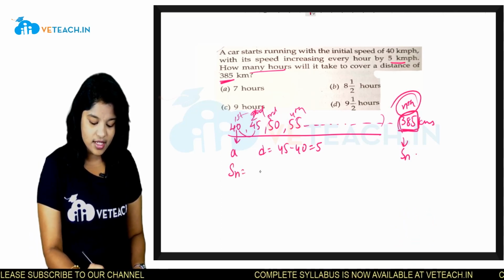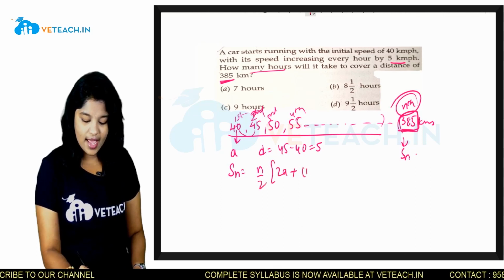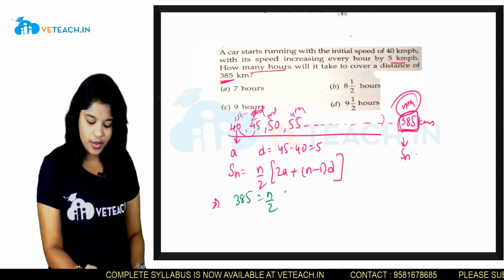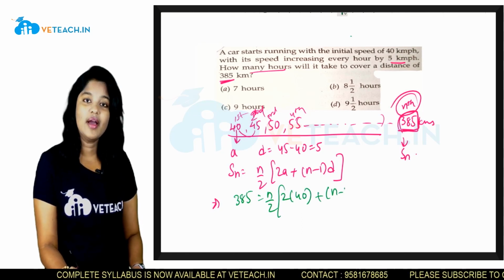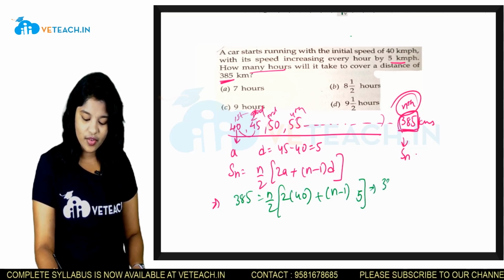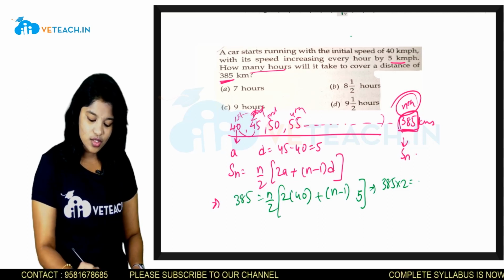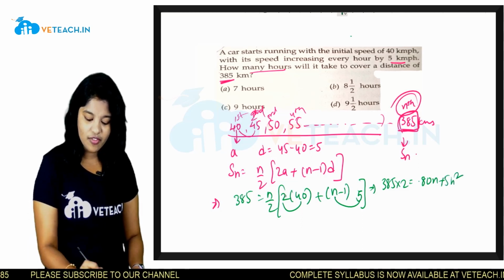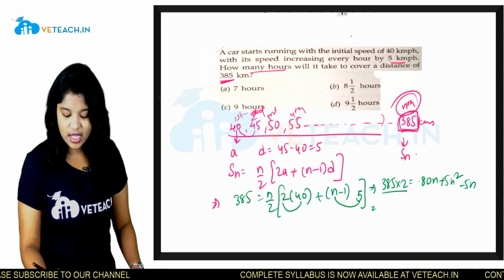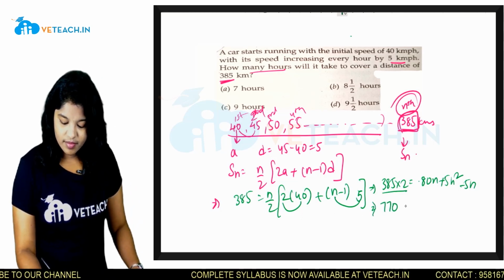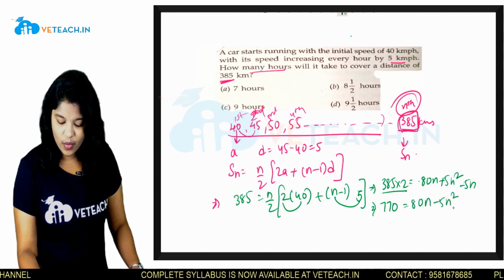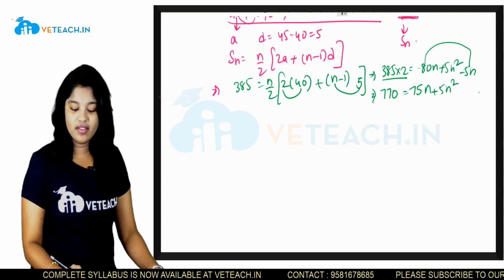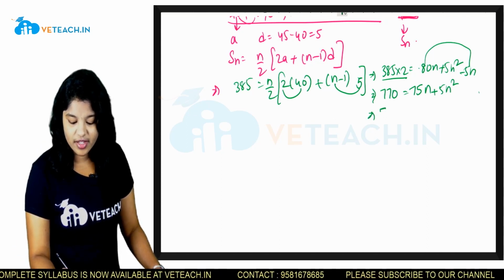So we will use the formula Sn is equal to n by 2 into (2a plus (n minus 1) into d). That implies the Sn value 385 is equal to n by 2 into (2 into a, which is 40, plus (n minus 1) into the difference, 5). So that implies 385 into 2, which is 770, is equal to n into (80 plus 5n minus 5), that is 80n plus 5n square minus 5n. So 80n minus 5n becomes 75n. So it is 5n square plus 75n.